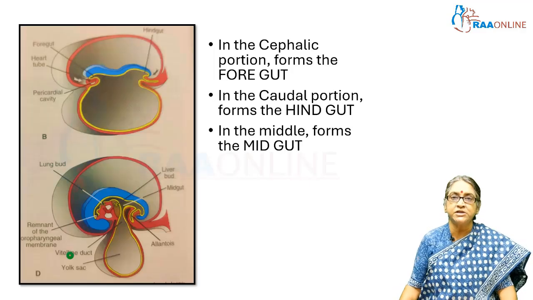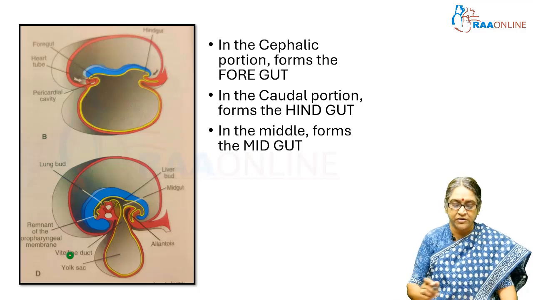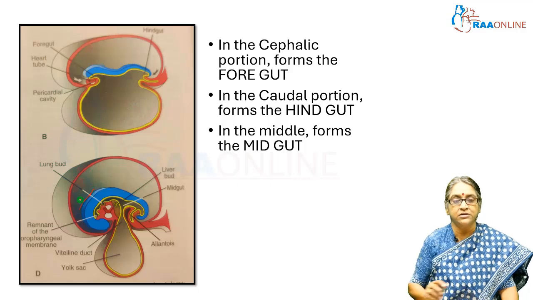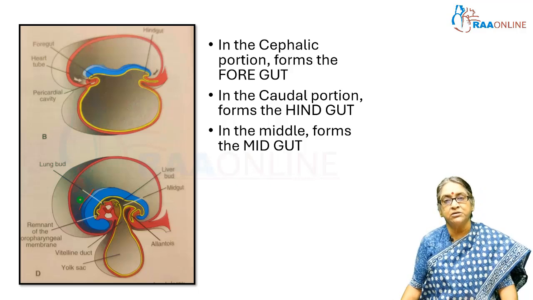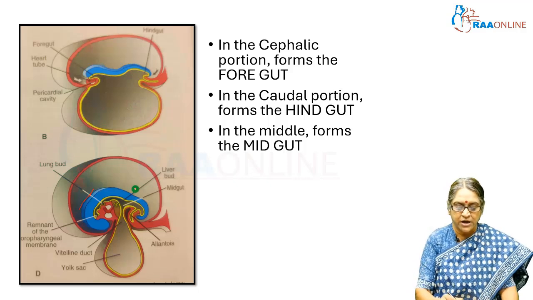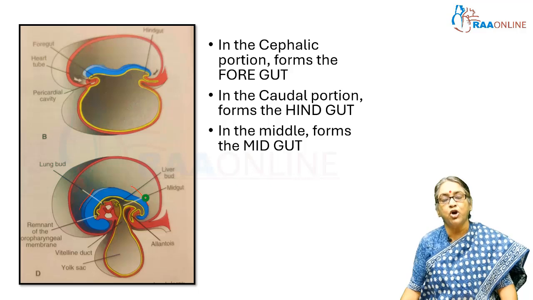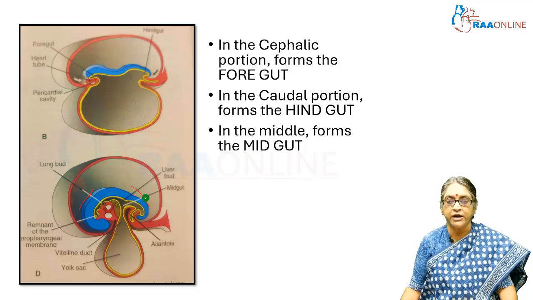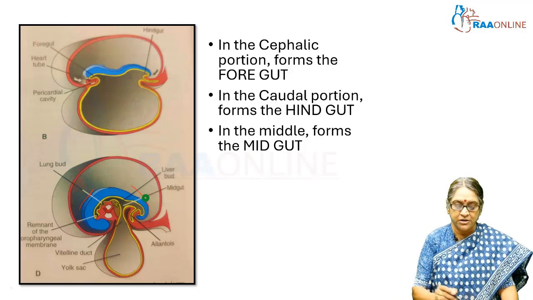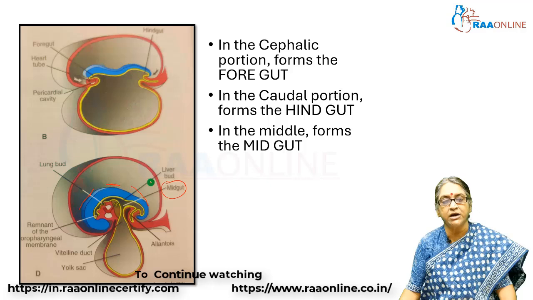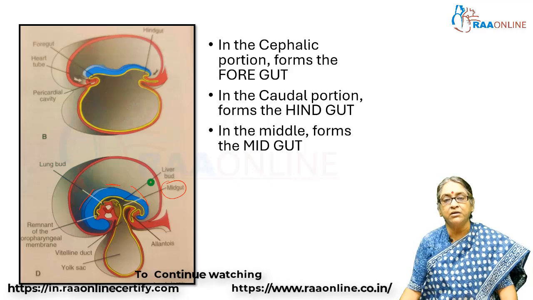We go back to the same pictures. We find here in this picture that this area, which is within the cranial fold, will be the foregut, and this area, which is within the caudal fold, will be the hindgut, and the midgut is this region. You find the midgut is already marked there, the area where there is no folding, the middle portion.